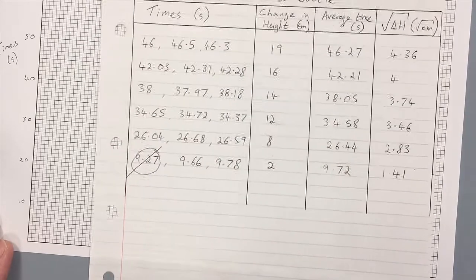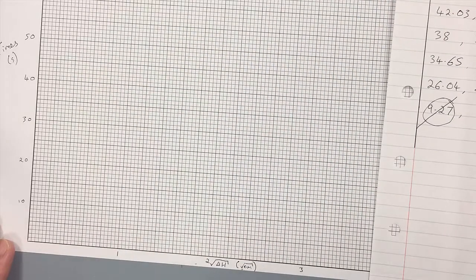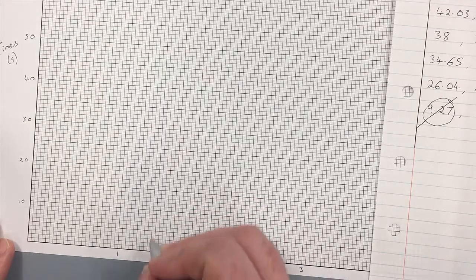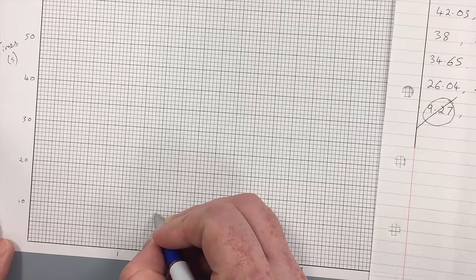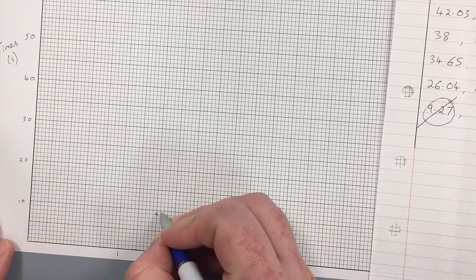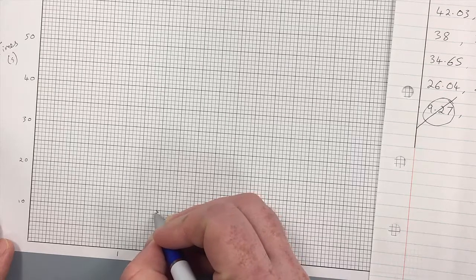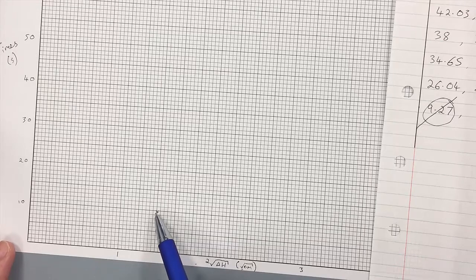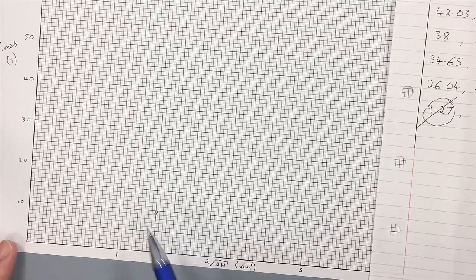So we've got 1.41 and 9.66. So 1.41 is near as damn it 1.4, which is here, and that is going up to 9.66 and 9.78. So I've got 9.66 and 9.78. Okay, and I feel like I've maybe not done that justice. They're almost on top of each other on the graph, but that gives us our 2 times plotted there.